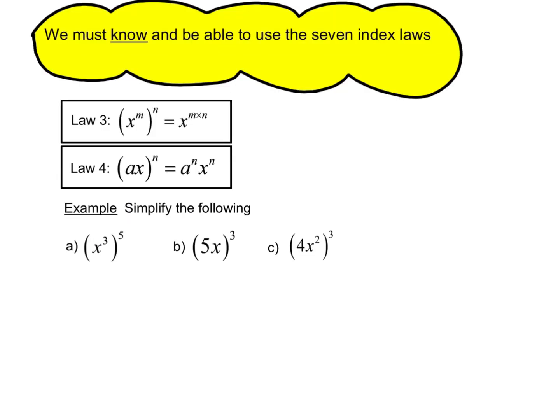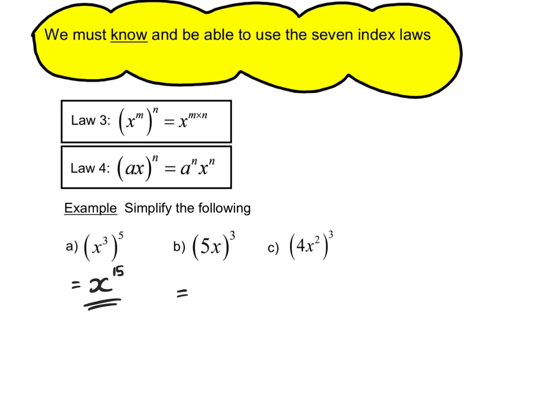We're now going to look at 3 examples using these laws. So we'll start off with example A. We're asked to simplify x cubed all to the power of 5. So this is a power of a power. So we're using this rule here, which tells us we're going to just take the two index numbers and multiply together. So 3 times 5 is 15. So that's x to the power of 15.